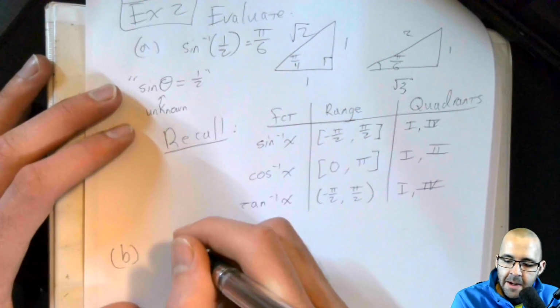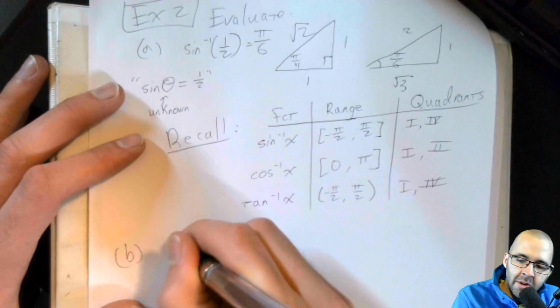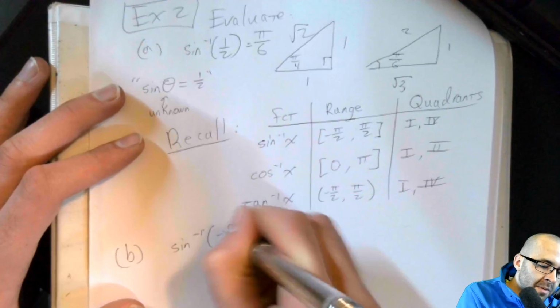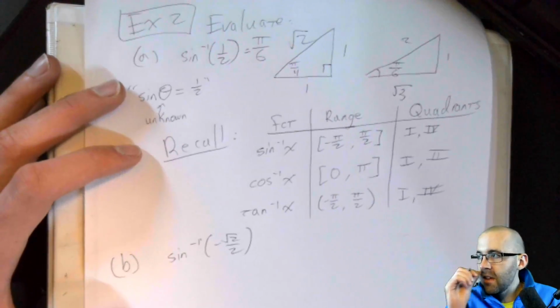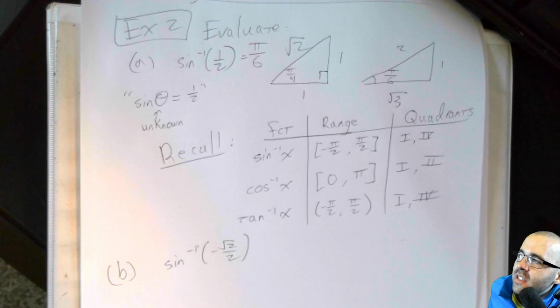Okay, so part B is over here. That's going to be, what is the inverse sine of negative root 2 over 2? So think about this, and think about the reference angle, as well as what quadrant it's going to lie in.